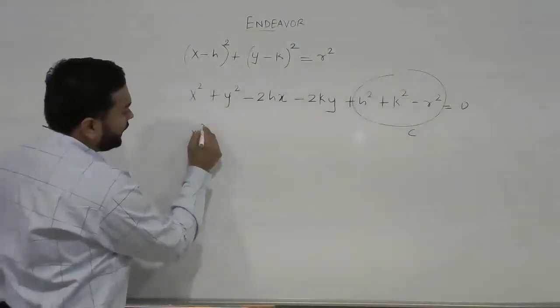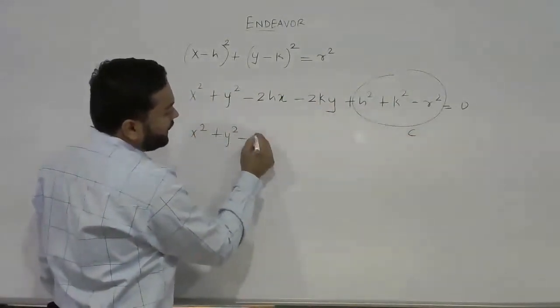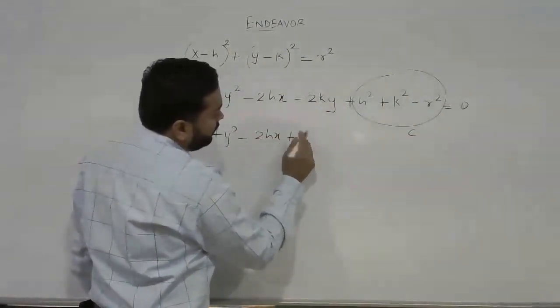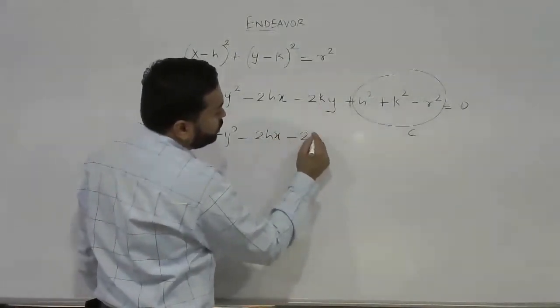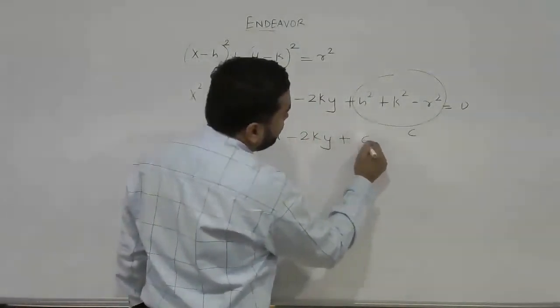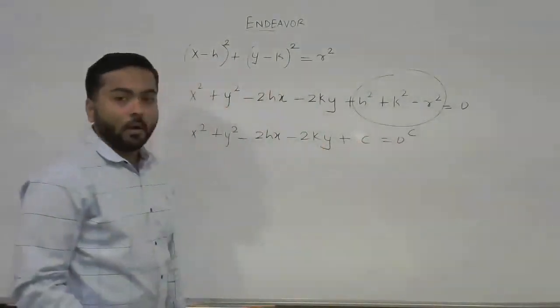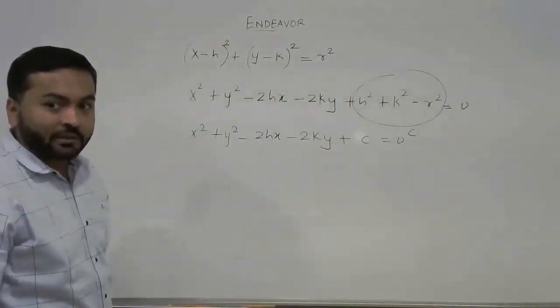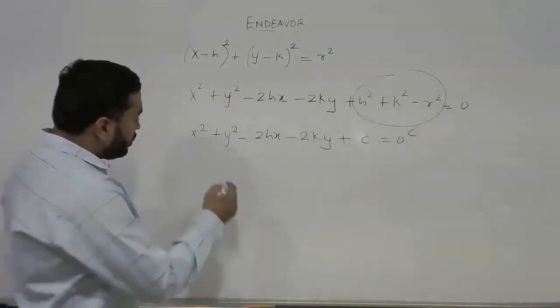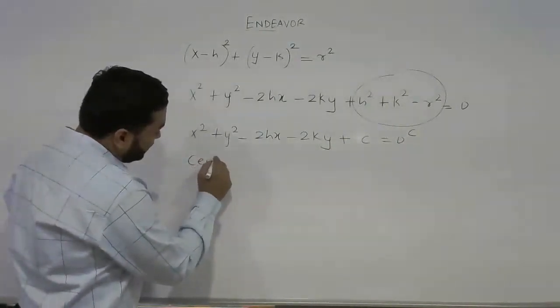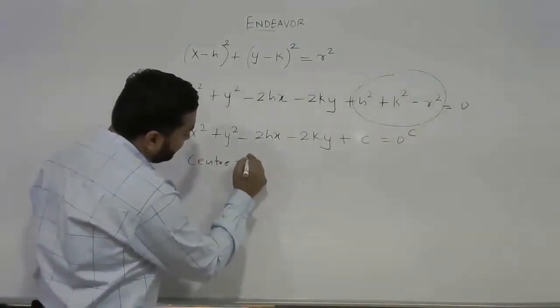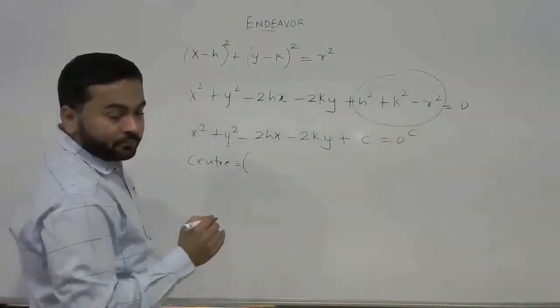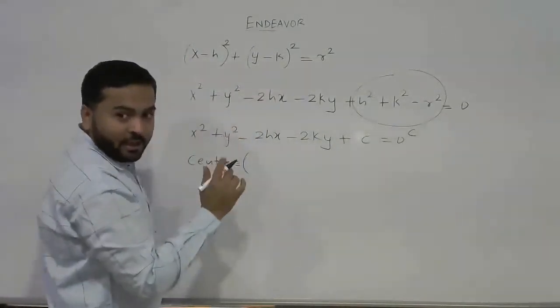So the equation becomes x square plus y square minus 2hx minus 2ky plus c is equal to 0. So what if the equation is given like this? If the equation is given like this, in that case, the center of the circle, I know the center of the circle was h and k.